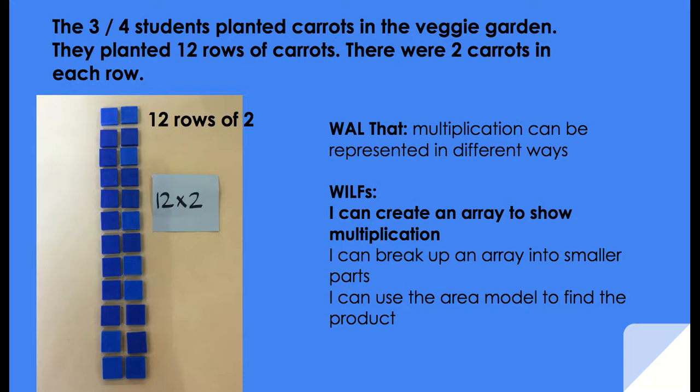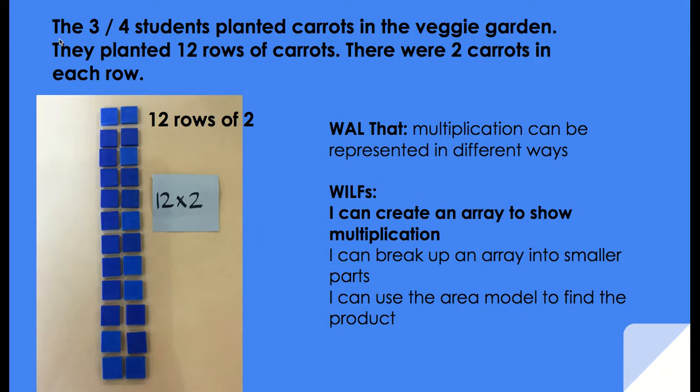Today we are learning that multiplication can be represented in different ways, and our WILFs are: I can create an array to show multiplication, I can break up an array into smaller parts, and I can use the area model to find the product. In this picture here, we have 12 rows of 2.